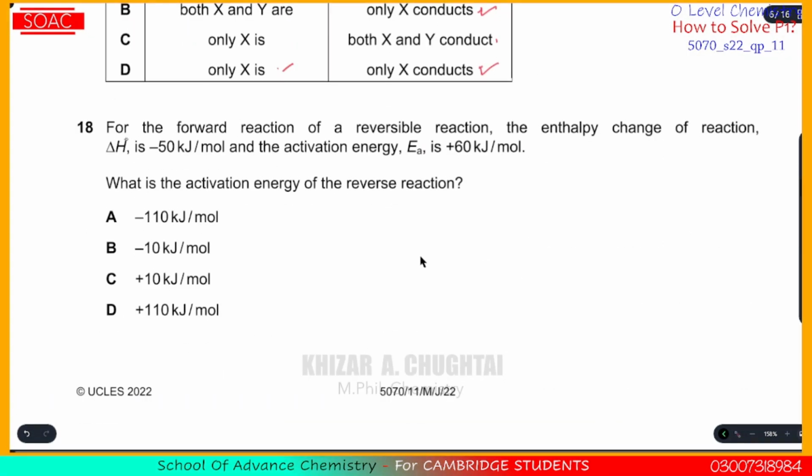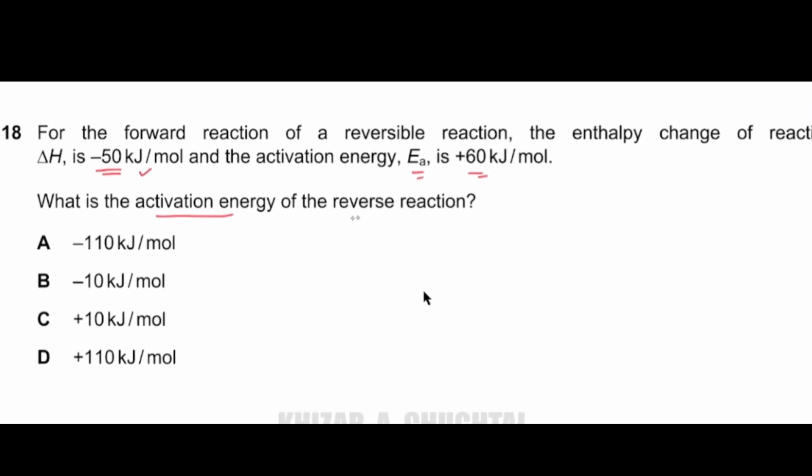Question number 18. For the forward reaction of a reversible reaction, the enthalpy change of reaction is minus 50 kilojoules, meaning it's an exothermic reaction. The activation energy Ea is plus 60 kilojoules. What is the activation energy for the reverse reaction?